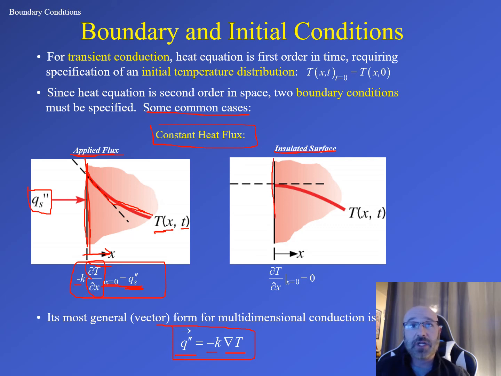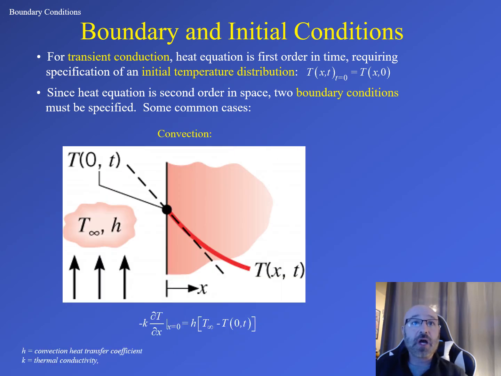Now, if we move on to an insulated surface, we're going to have this surface here, which is going to be insulated. If we take a look at our general governing equation, when we're right at this insulated surface, when x is equal to 0, then dT/dx is going to be equal to 0 for this special case of an insulated surface as we're dealing with this constant heat flux.